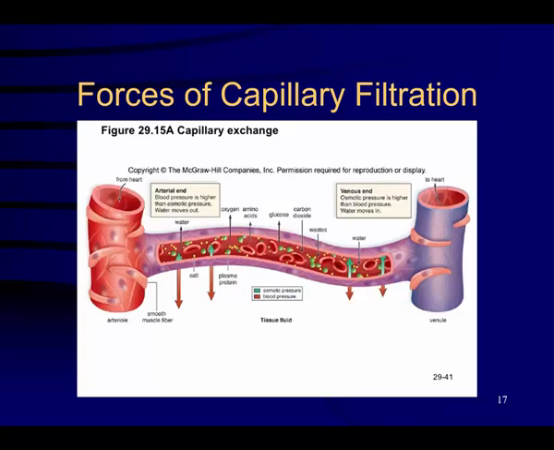All but the large plasma proteins, albumin, globulin, and fibrinogen, can usually get from the blood into the interstitial fluid and vice versa. How they move is different. Small particles like gases, oxygen and carbon dioxide, and lipid-soluble things can move by diffusion. But charged molecules or larger molecules must go through pores or be transported across the membrane of the endothelial cells.